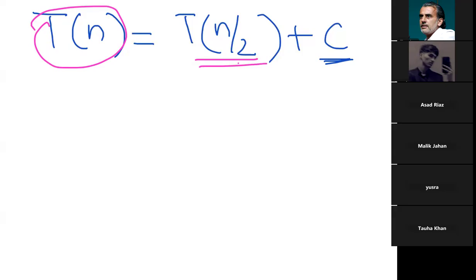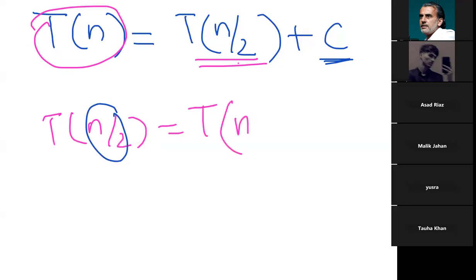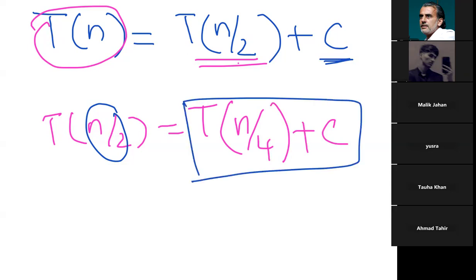So now, what is Tn over 2? If we use the same formula, because in Tn over 2, our algorithm is not changing. What is changing is the input size. So if input size is changing, this algorithm will give us T of n over 2, and we'll further half it. So half of n over 2 would be n over 4 plus C. Now, somewhat very similar to what we did in the Tower of Hanoi example, we'll plug in this value of Tn over 2 in the first expression.